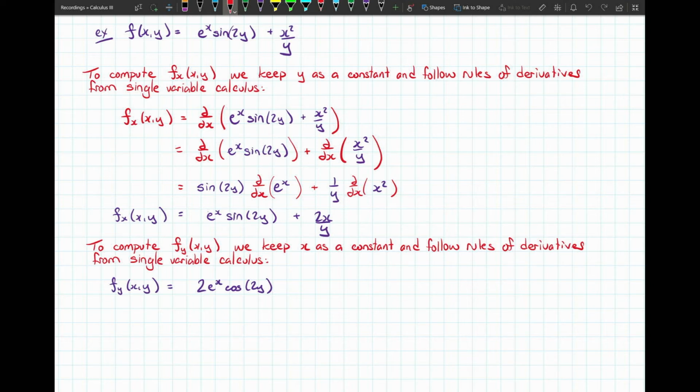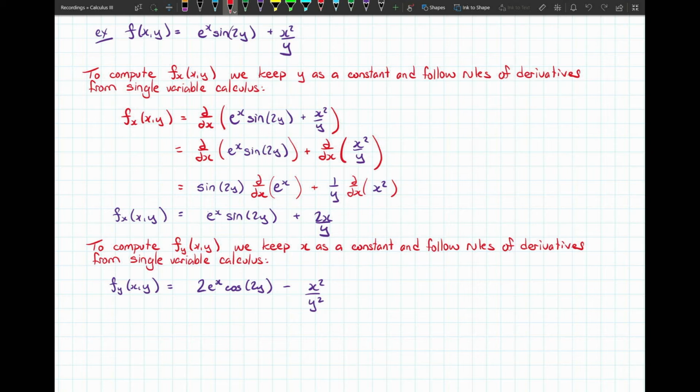Now in our second term, this x squared is simply a constant. We'll need to take the derivative of 1 over y, which is the same thing as thinking about the derivative of y to the minus 1, and that would give us negative 1 over y squared. Putting the x squared back in as this constant multiple gives us negative x squared over y squared.